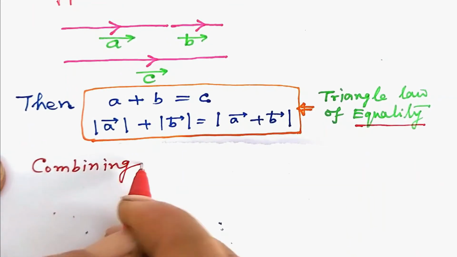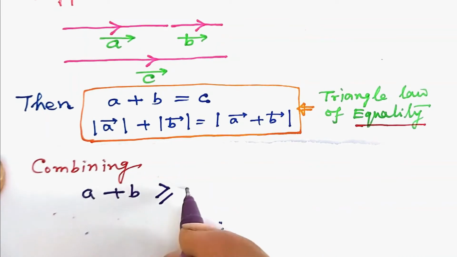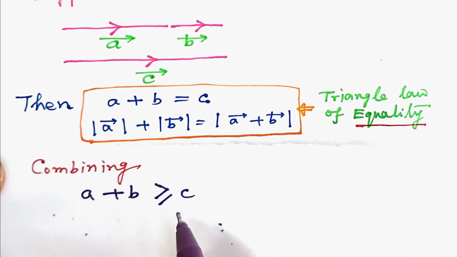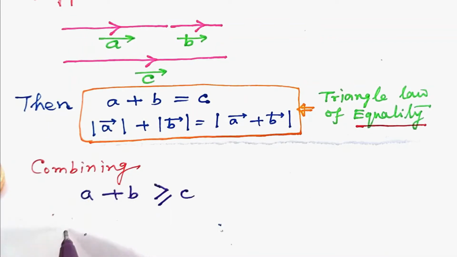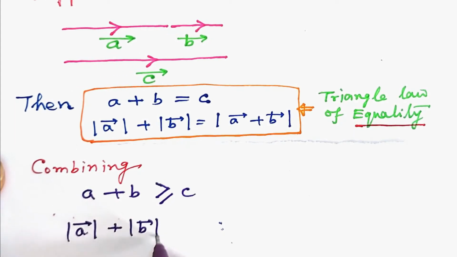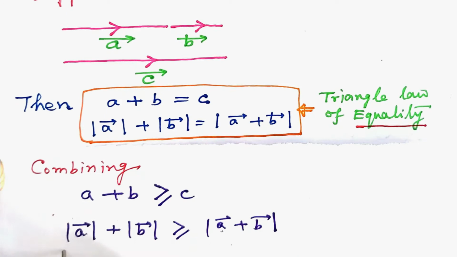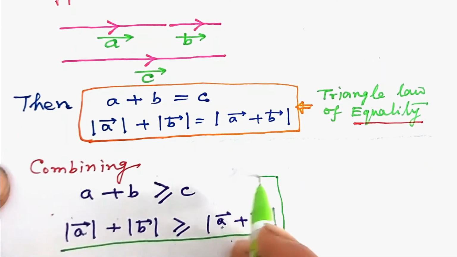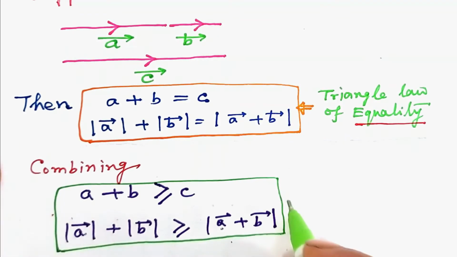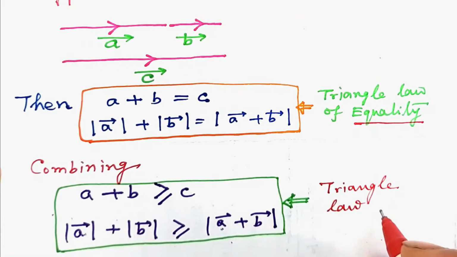Combining the two relations, we end up with A plus B is greater than or equal to C. Written in terms of moduli, we get mod of vector A plus mod of vector B is greater than or equal to mod of vector A plus vector B, since vector C is vector A plus vector B as mentioned previously. This relation is called triangle law.